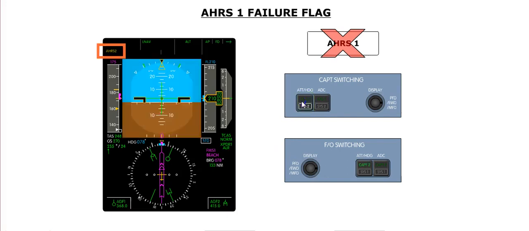When the AHRS source has been switched, the SYS2 caption illuminates in white on the Captain's side, and the green capt/2 caption is illuminated on the first officer's side. In addition, a yellow AHRS message is displayed on the Captain's PFD. The number following the label indicates that the Captain's side is using AHRS2.